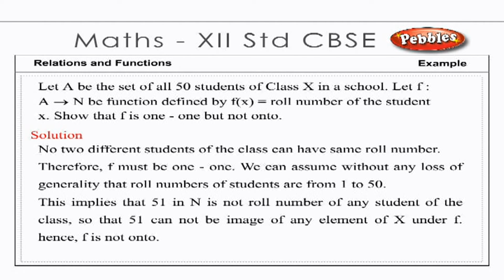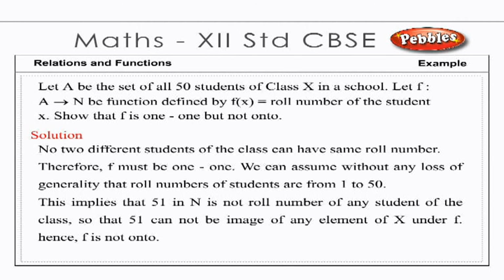We can assume without any loss of generality that roll numbers of students are from 1 to 50. This implies that 51 in N is not the roll number of any student of the class, so that 51 cannot be the image of any element of X under f.